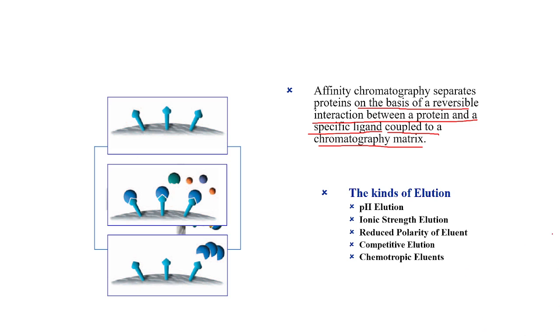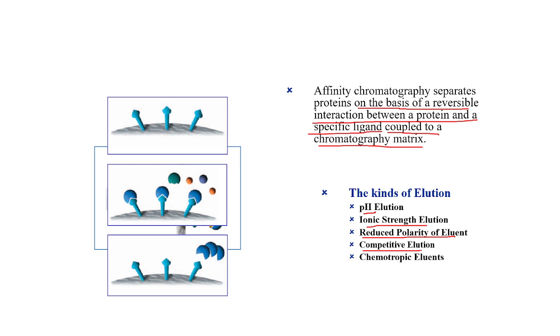So varying the pH can actually help you. So pH elution. Then you have ionic strength elution, after which you have reduced polarity of eluent. Then you have your competitive elution, where you have two compounds and your protein has a good binding, okay, and then you use another compound which has an even stronger binding with your ligand. So what happens? It actually replaces the protein and it binds to the ligand. So this is another type of elution process.